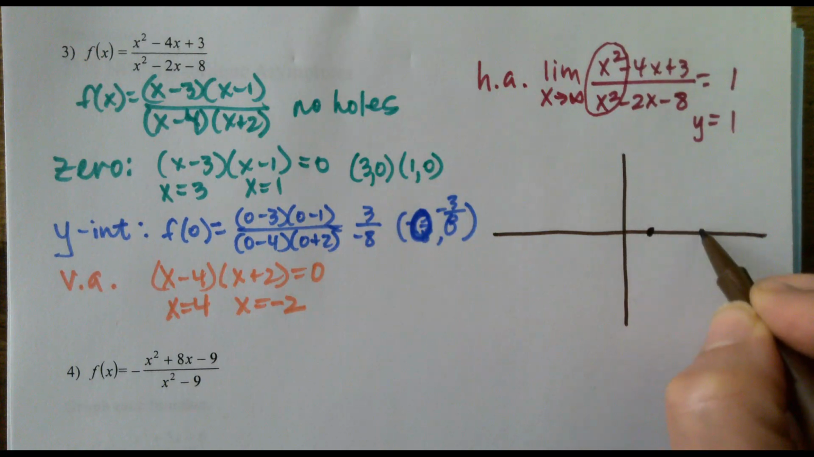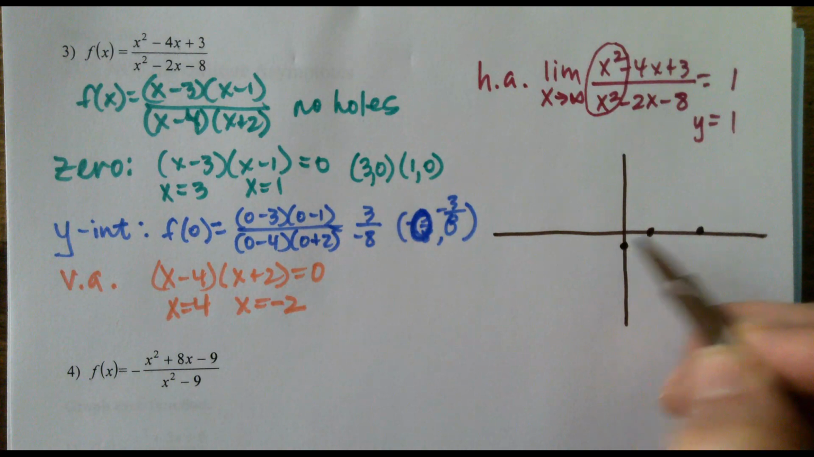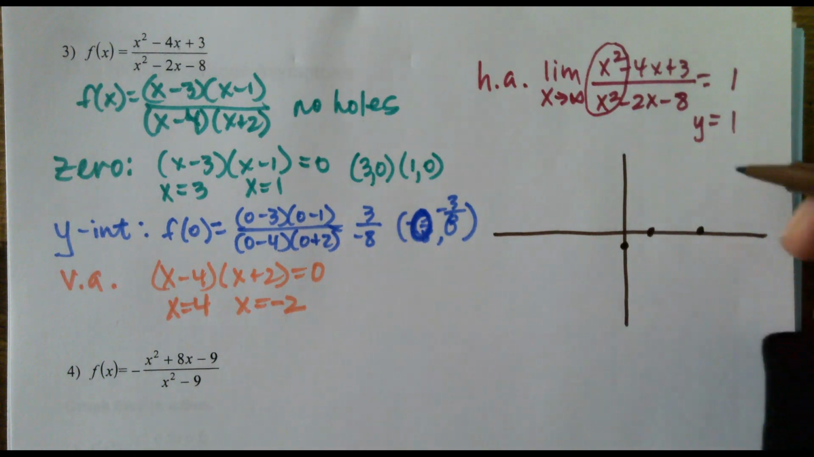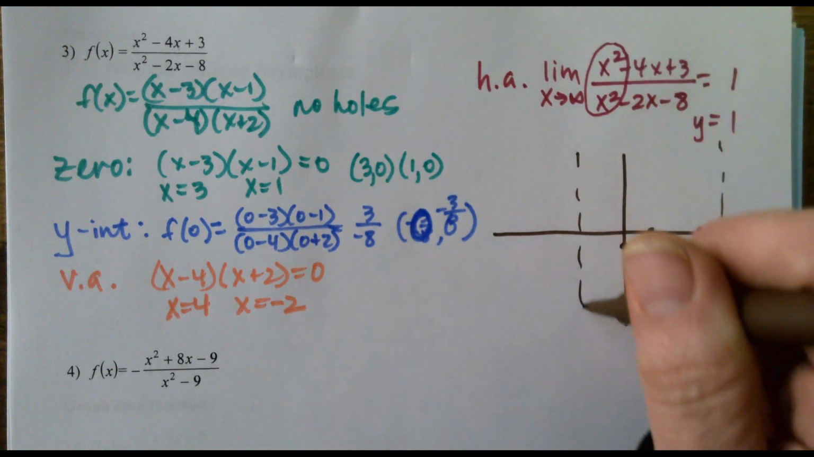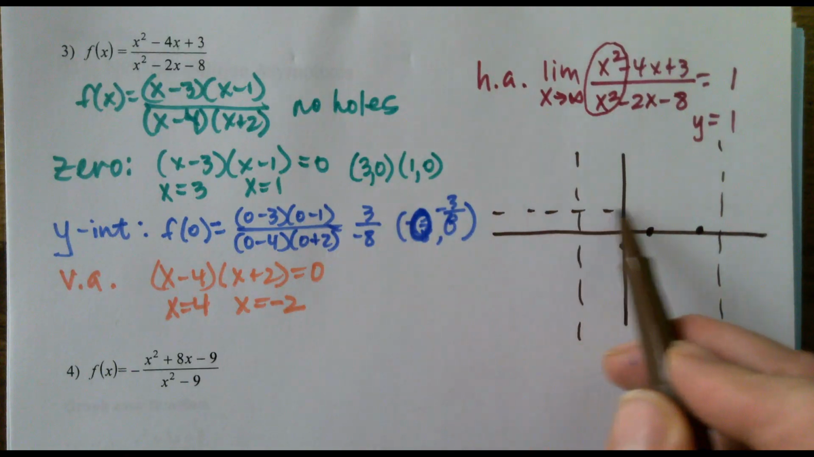One, 0 and 3, 0. Negative 3/8. Positive 4 and negative 2. And y equals 1.